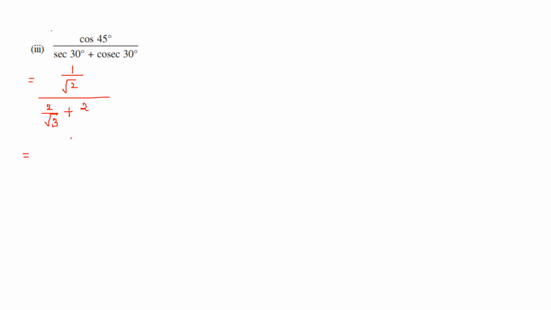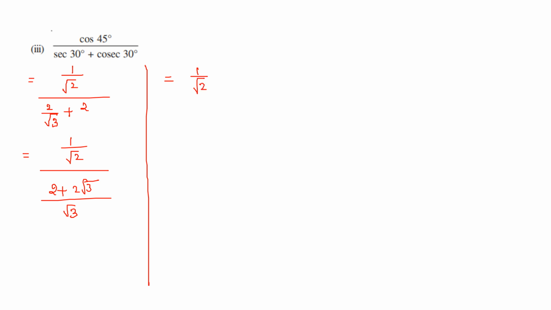Now next in the denominator part I am going to take the LCM. Okay, so LCM I have taken as root 3. So it will become 2 plus 2 root 3. Okay, now next further I am going to write it as 1 by root 2 divided by 2 plus 2 root 3 divided by root 3. Okay, now division I am changing to multiplication, so it will become root 3 by 2 plus 2 root 3.